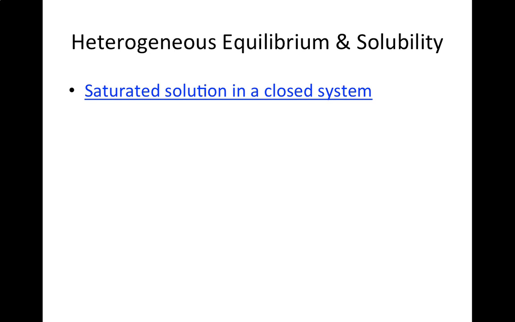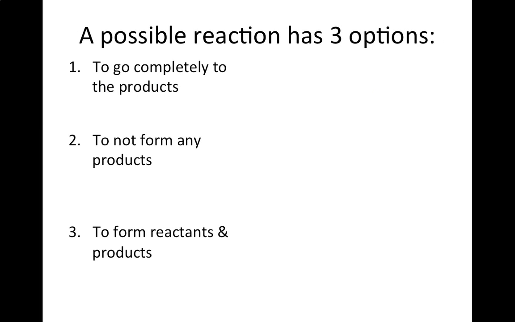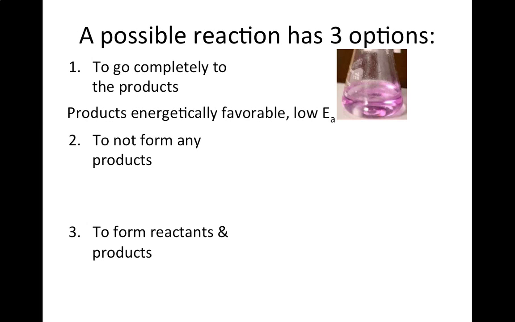So all reactions have the possibility of three outcomes. Either my reaction could go completely to the products, and that's because the products are energetically favorable and have a low activation energy. And here I have an Erlenmeyer flask with some acid and phenolphthalein, and I'm dropping sodium hydroxide into it, forming table salt and water. And I see that pink because I'm getting slightly over the amount of sodium hydroxide, or the base, that's present. So I can't get my reactants back.